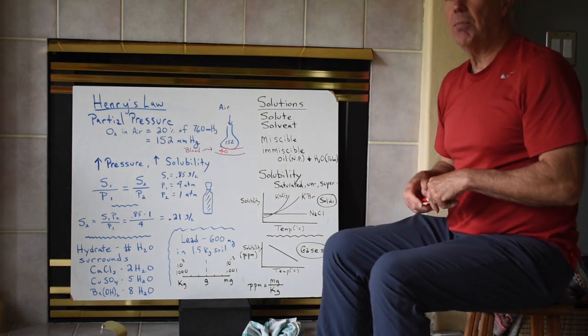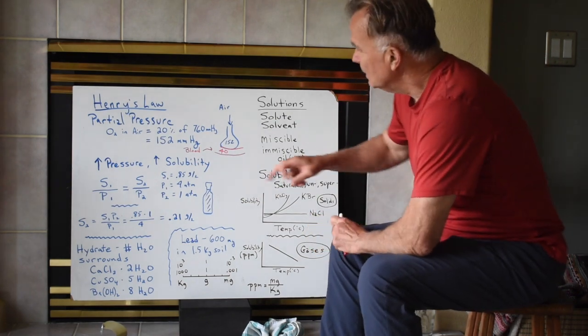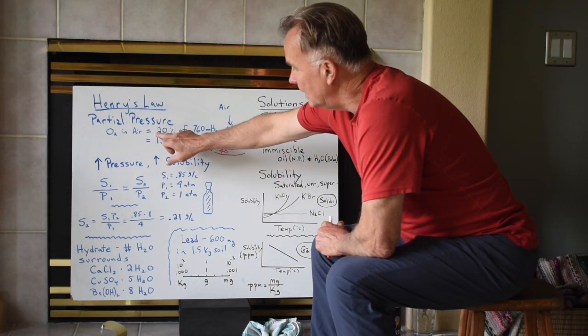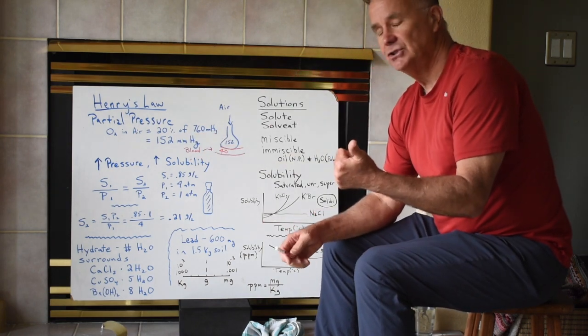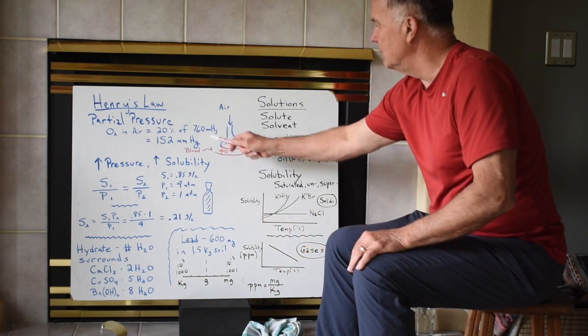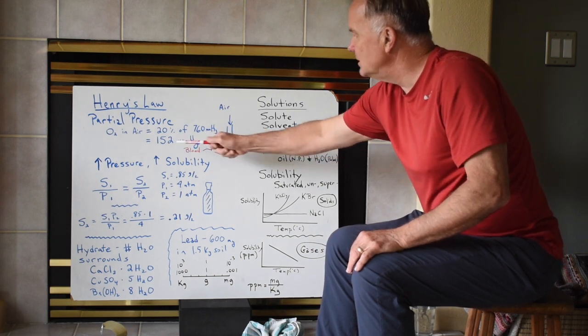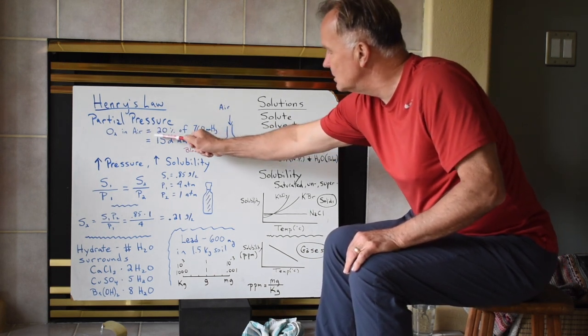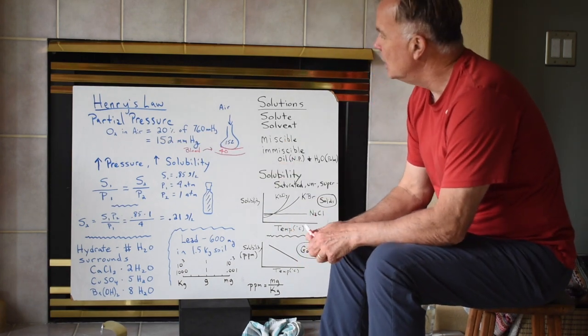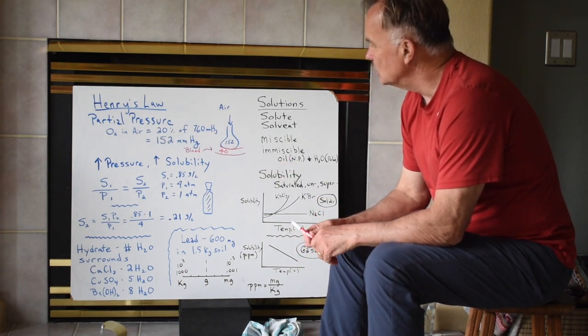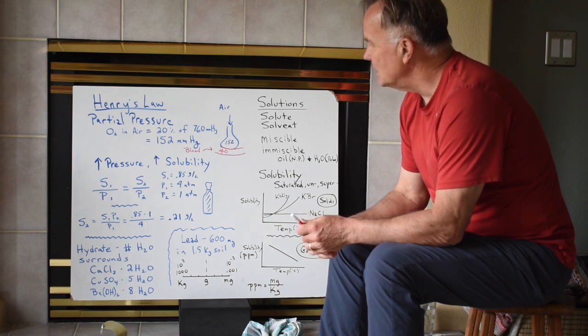Okay, so to figure out the partial pressure of the oxygen, you would take 20% of atmospheric pressure. You probably know one atmosphere pressure is about 760 millimeters of mercury. So you just take 20% of 760, which comes out to be 152. So we'd say the partial pressure of oxygen is 152 millimeters of mercury pressure. All right, so why is that important?